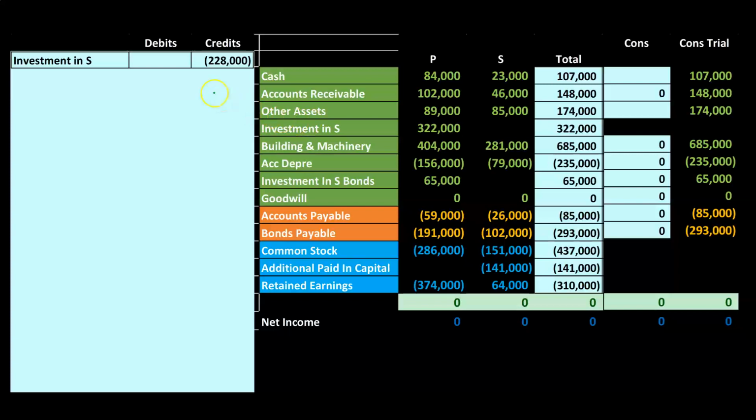So we're going to be removing the investment. Notice I credited the 228. I want you to imagine right now that I didn't put the 228 right there. We just know that the investment's going to go off the books. This will basically be our plug after we eliminate the other half, which is going to be down here in the equity section. Meaning we need to remove the S's portion of common stock, additional paid-in capital, and retained earnings. So I'm going to record that out for now.